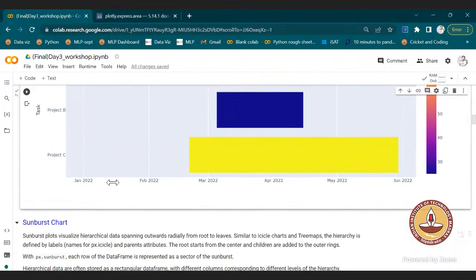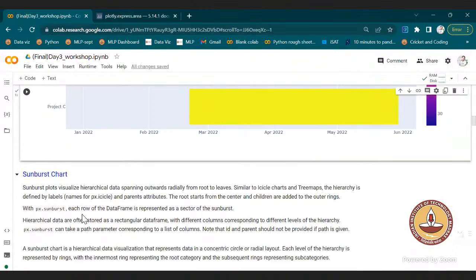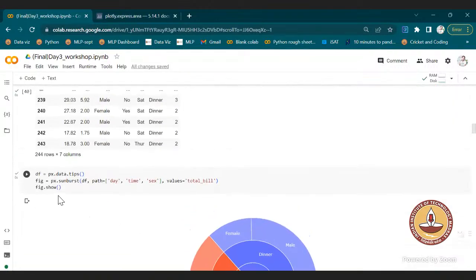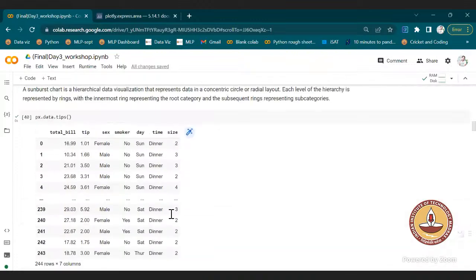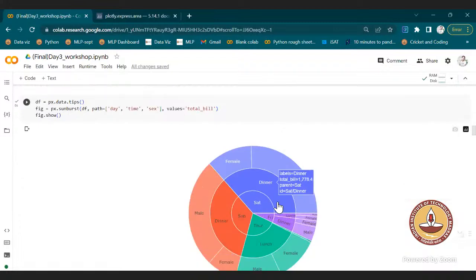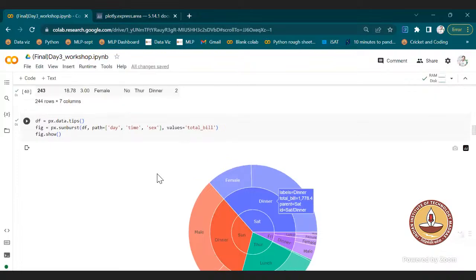Then the third chart is the Sunburst chart. I was also checking what the data set is. In a Sunburst chart, basically, it radiates outwards. At the center, or the core, there will be the root labels, and towards the outside portion you will see the leaf labels.